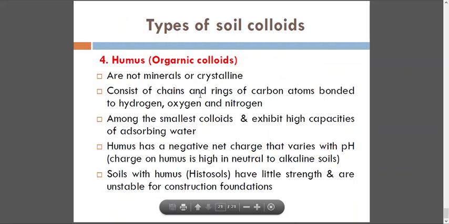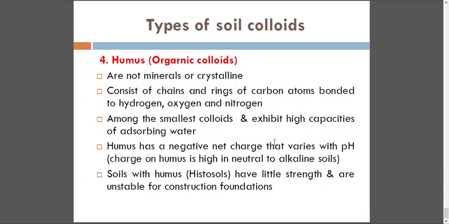The last one is the organic colloids, and this is humus. We see that humus is not mineral or crystalline. It consists of a chain or chains and rings of carbon atoms bonded to hydrogen, oxygen, and nitrogen.